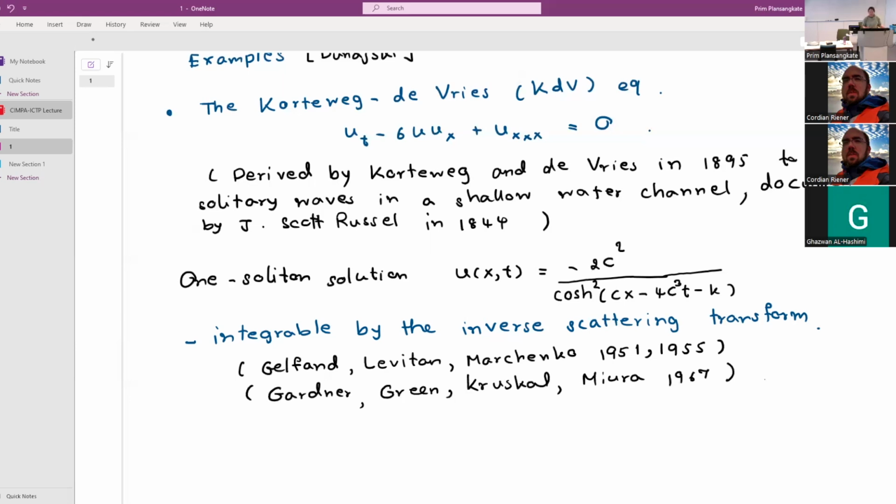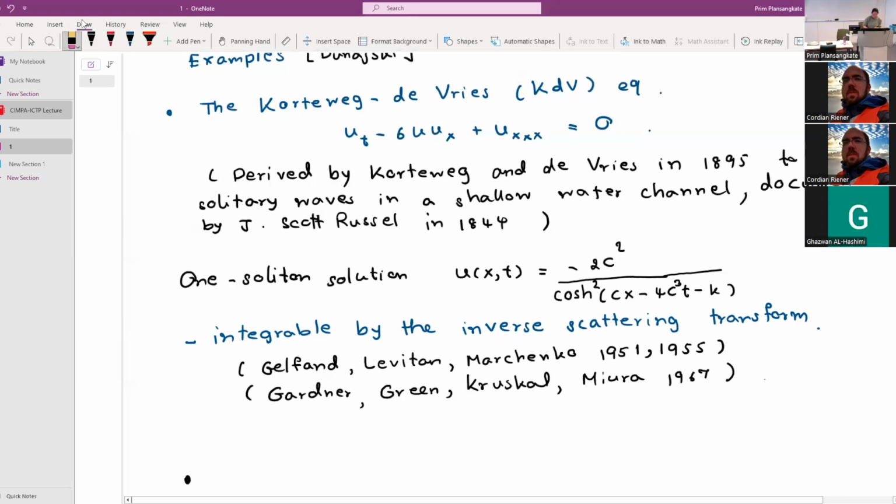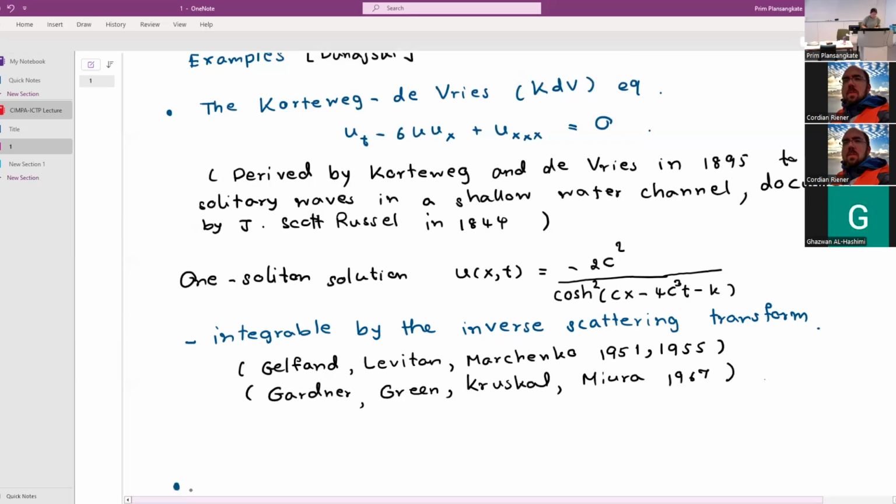So let me give you another example of integrable systems. I picked the KdV one because it's interesting, as it models a physical phenomenon. But another one is called the Sine-Gordon equation. This one appears in the context of differential geometry.